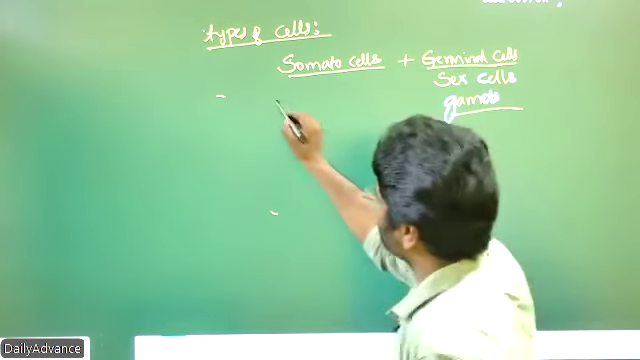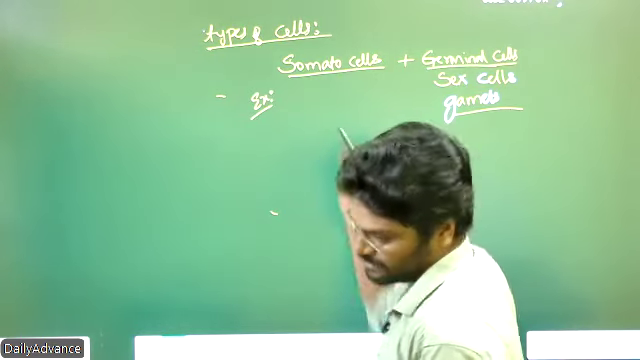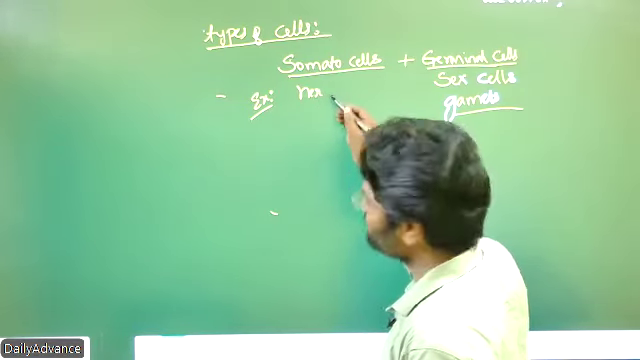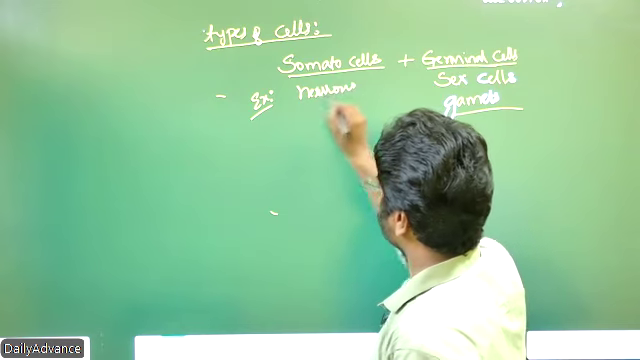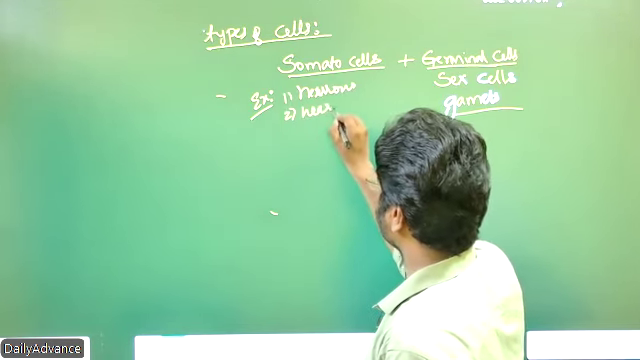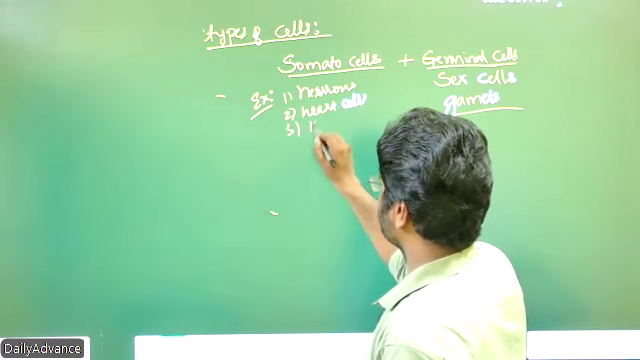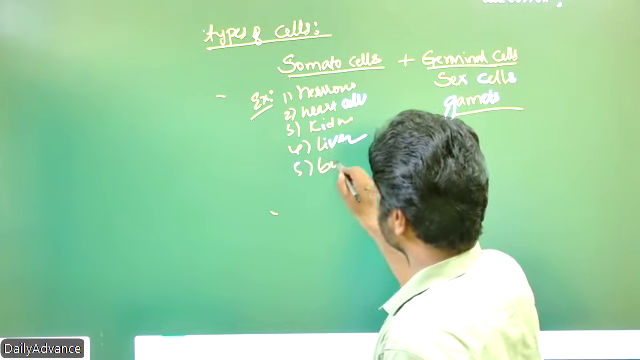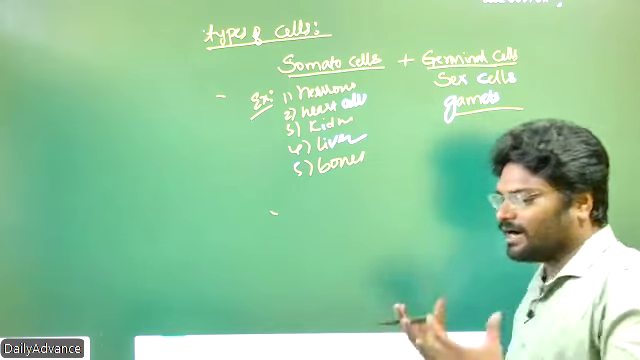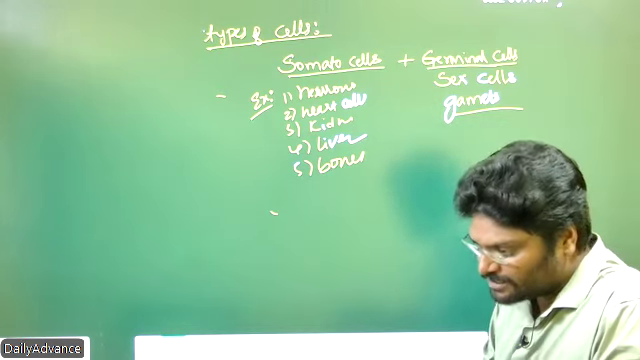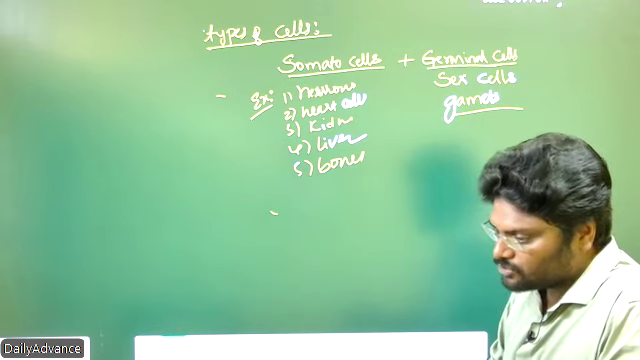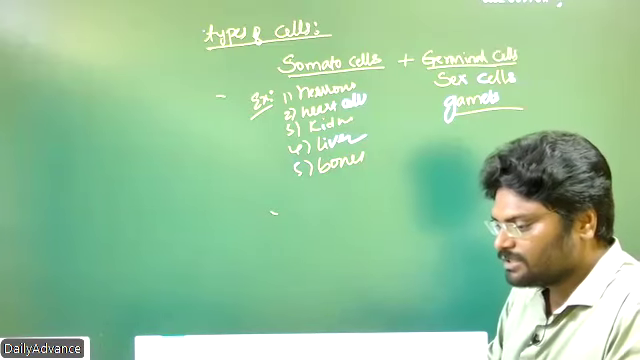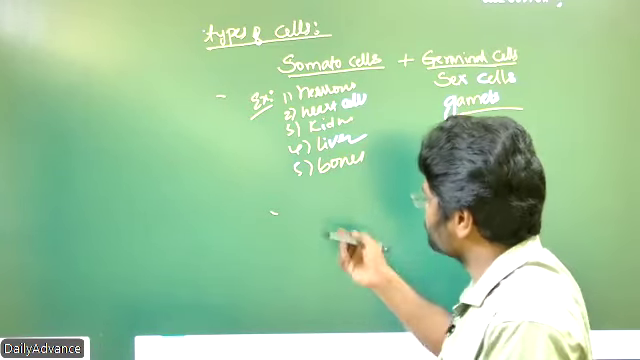So somatic cells are organized. These are all examples, many of them. Neurons are nervous cells; the nervous system has cells that we call neurons. Heart cells, kidney cells, liver. Even bone itself is made of cells. Bone is nothing but a hard tissue, and hard tissue should be made of cells. Tissues always come from cells. Tissues may be soft tissue or hard tissue. That means hard cells are also present in our body, that is, bone cells.